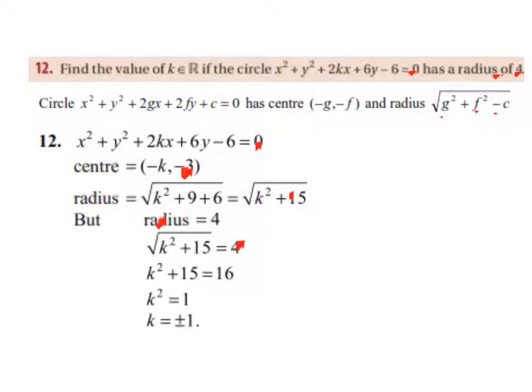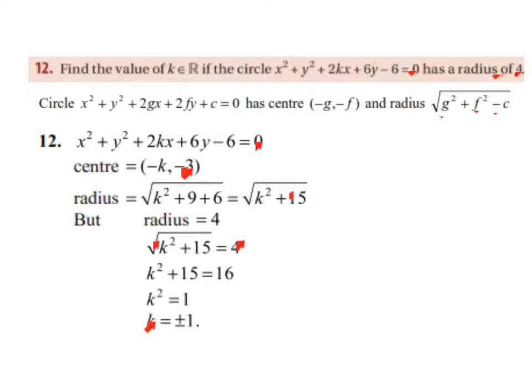So to get rid of the surd on the left hand side, we're going to have to square both sides. So squaring the left hand side just gets rid of the surd, so we have k squared plus 15. And squaring the right hand side, 4 squared is 16. Next we bring the 15 over the equal sign, it becomes minus 15. 16 minus 15 is 1. So k squared is equal to 1.